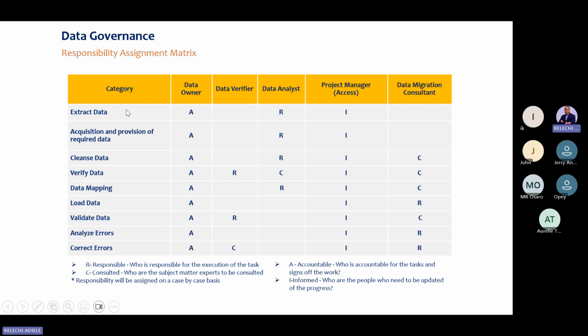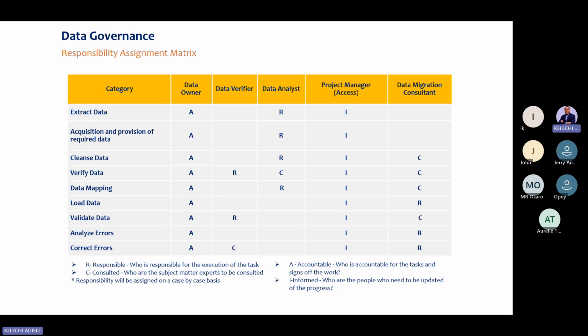For example, for data extraction, who will be the owner? The business might give us the extraction we want. Who will be verifying it? Who will be analyzing it? Who is the project manager? Who will be informed? So you see, this is a responsibility assignment matrix. R here means responsible. C means consulted, that this person will need to be consulted for verifying data. A means accountable, who is accountable for this process. And I means who will need to be informed.